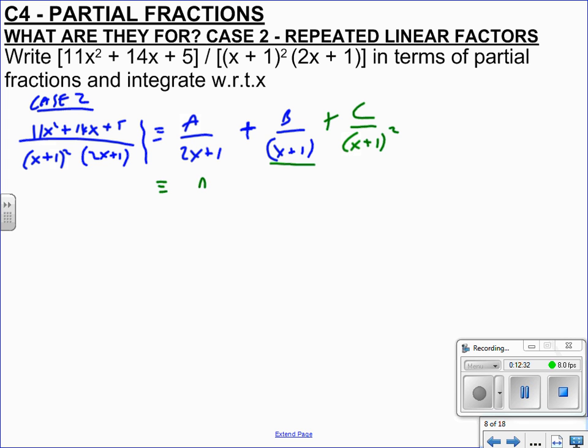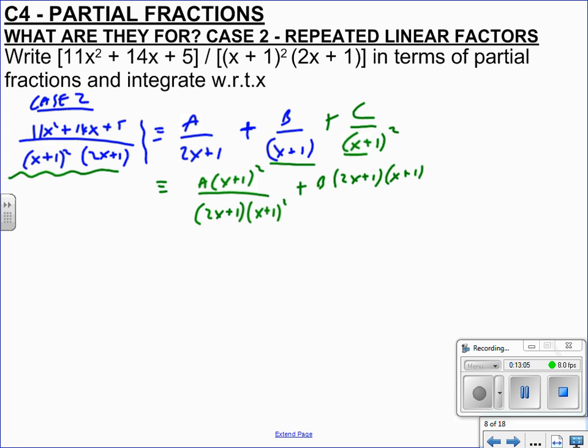We would need the denominators to be the same so we can compare with the left-hand side. So I'm always comparing it with the left-hand side. A is missing x plus 1, yes, but it's also missing a second x plus 1, so it's missing x plus 1 squared in order for that to be the same. B is missing a 2x plus 1, yeah, but it's also missing another x plus 1 in order to make that denominator the same as the left-hand side.